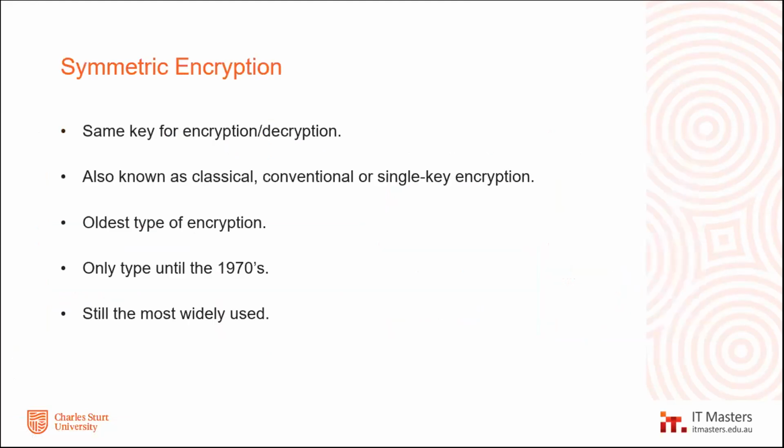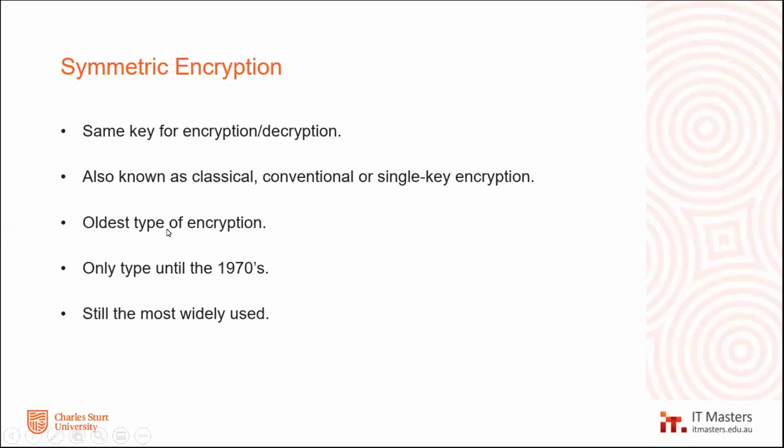So, symmetric encryption. The main crux of symmetric encryption is that it uses the same key for encrypting plain text into ciphertext and for decrypting ciphertext into plain text. One single key. And it's really important that we keep the secrecy of that key maintained, and we'll see why very shortly. Symmetric encryption can also be known as classical, conventional, or single key encryption. So anytime you see any of those terms, they're referring to symmetric encryption.